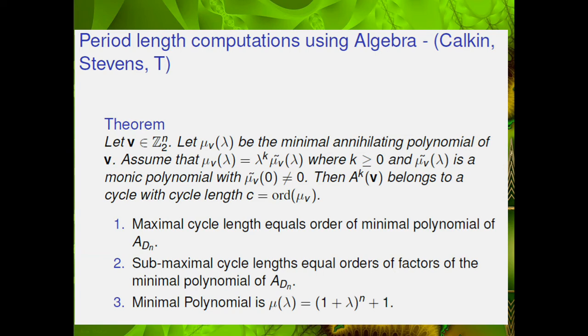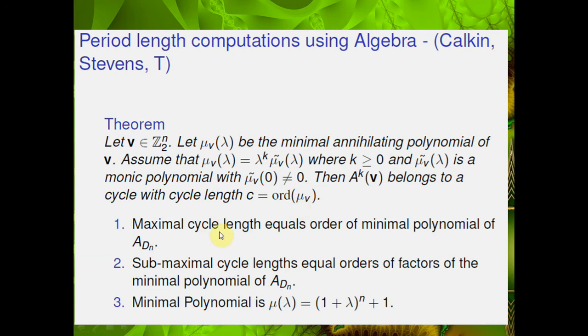Take out all the factors of lambda from that mu, and what you can prove is that the cycle length is going to be the order of that minimal annihilating polynomial. Well, that's kind of hard. How am I going to find these minimal annihilating polynomials? Well, there's something called the minimum polynomial, and I'm going to tell you what that is in a second. It's something like the characteristic polynomial. You can actually calculate it. In a graduate level class, you would actually learn about minimal polynomials.